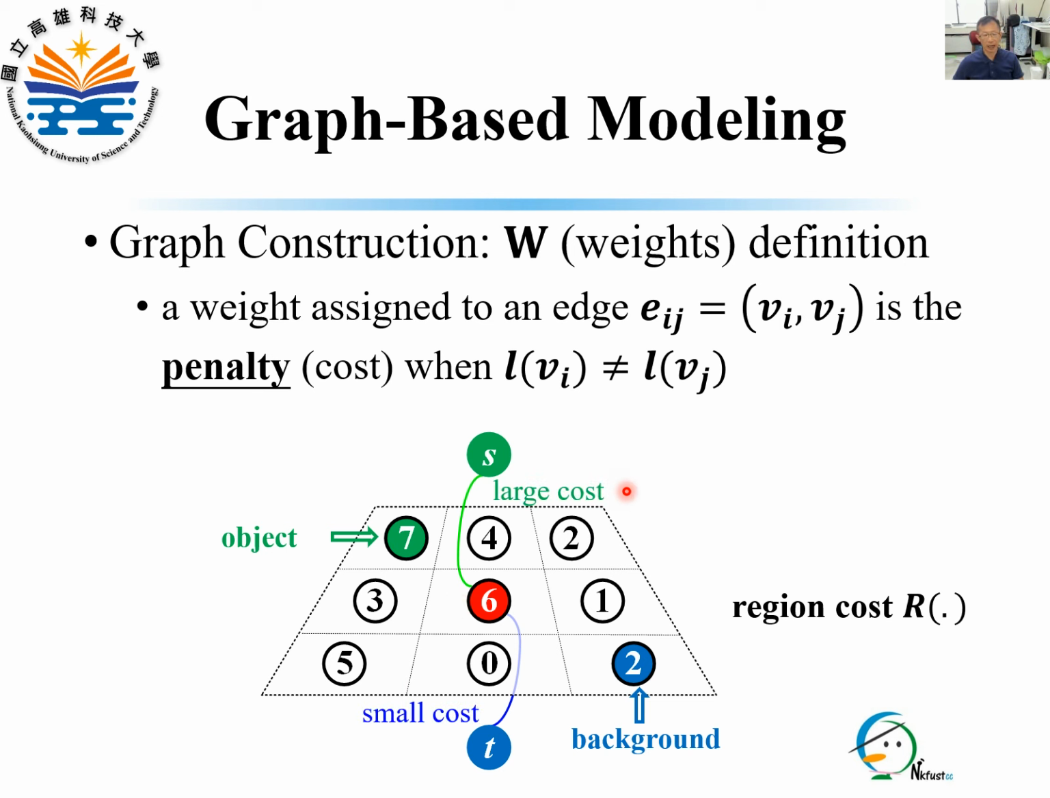Therefore, a large cost is assigned to the terminal edge connected to the source if the red vertex is not labeled as the object. Conversely, the cost of the terminal edge connected to the sink is small. Then, we provide the detailed definition of the cost functions used in this paper.